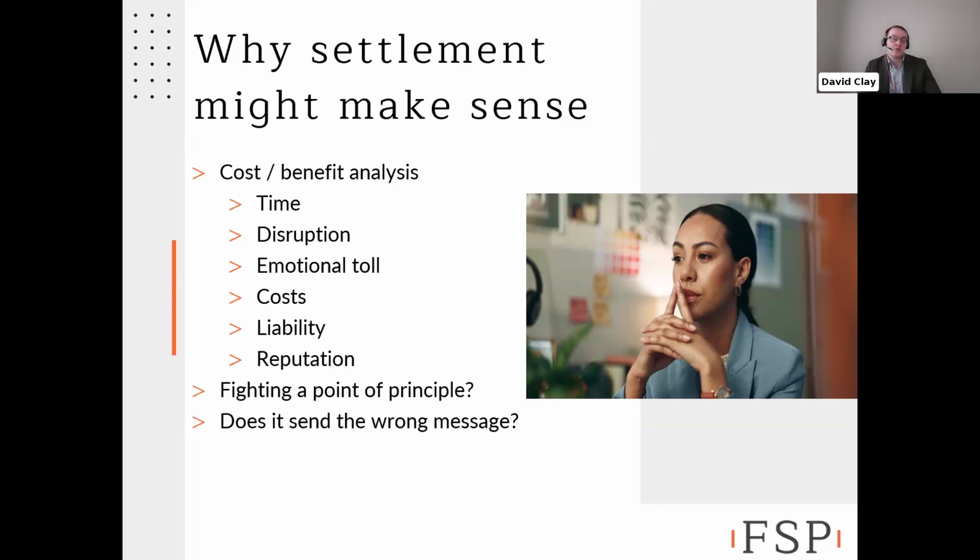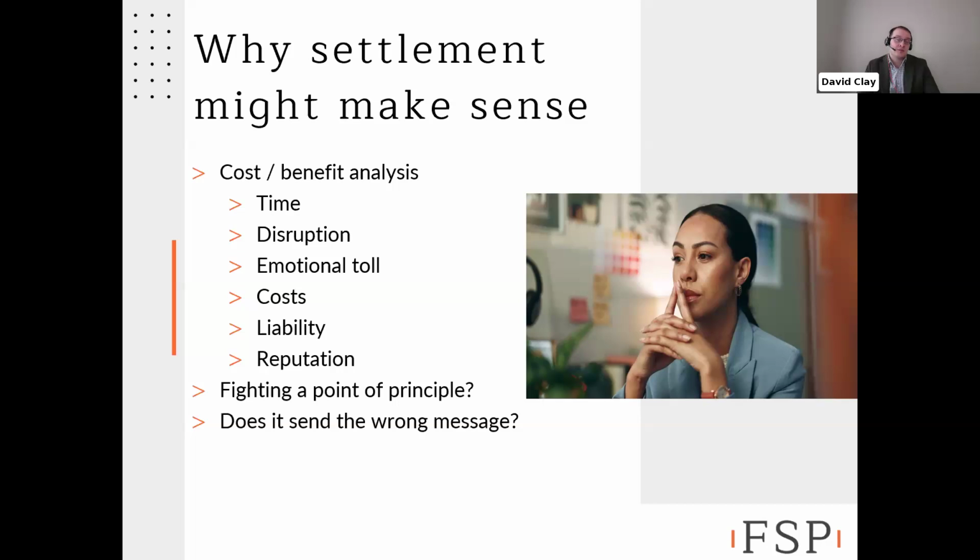Costs, of course, you have direct costs if you're instructing lawyers or HR consultants to assist you with any process as an alternative to settlement. And then you also have the indirect costs, which are perhaps a bit harder to measure, of people having to spend their time running formal processes as opposed to spending their energy doing something more productive.